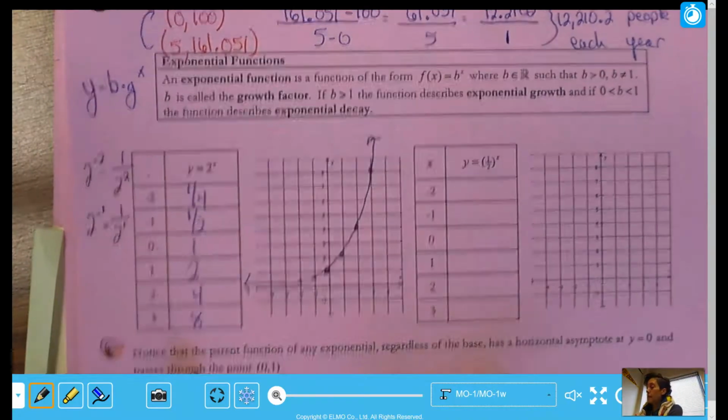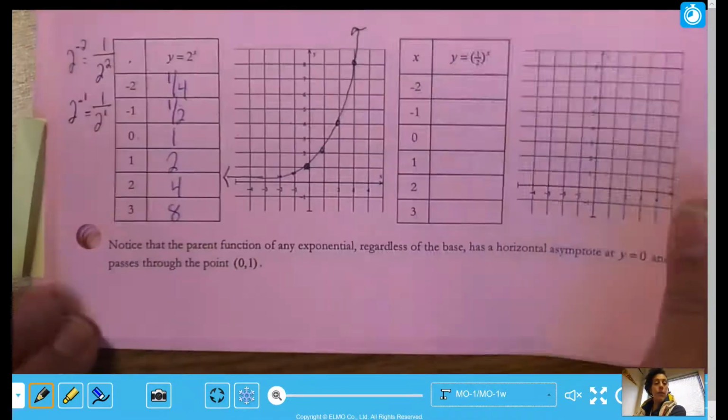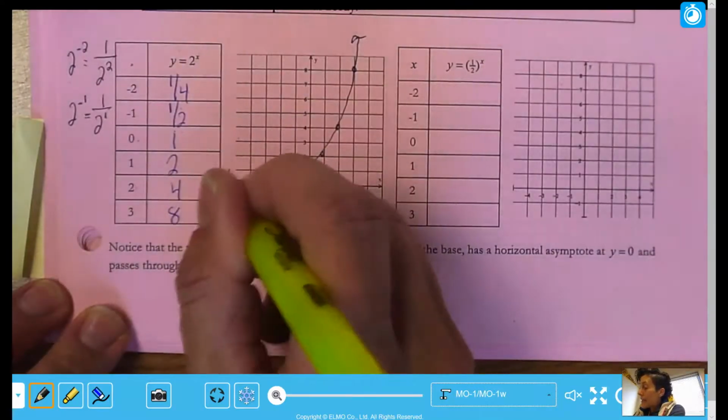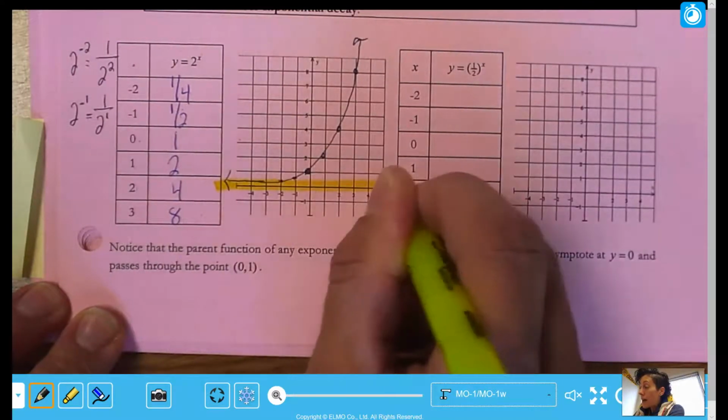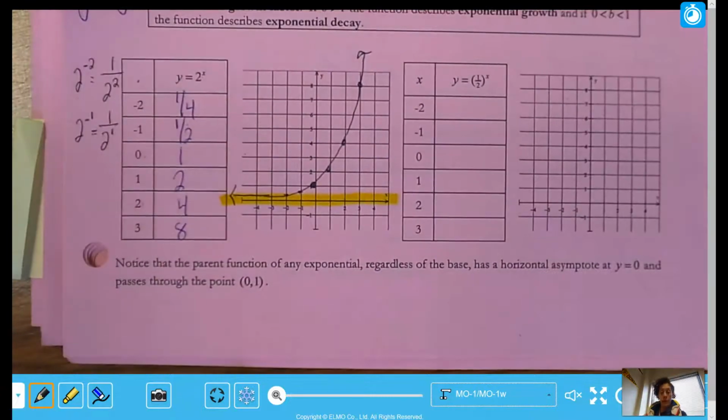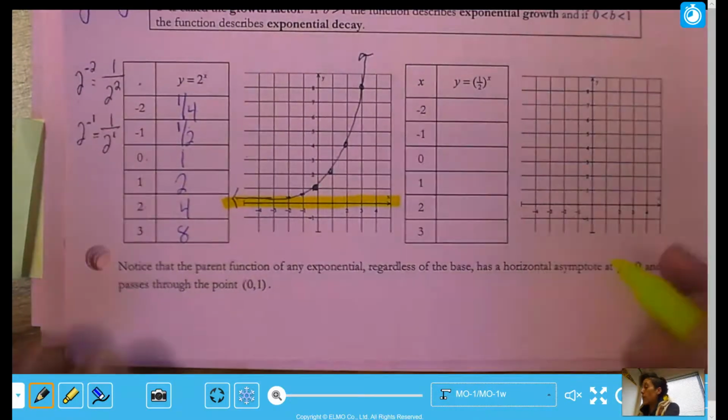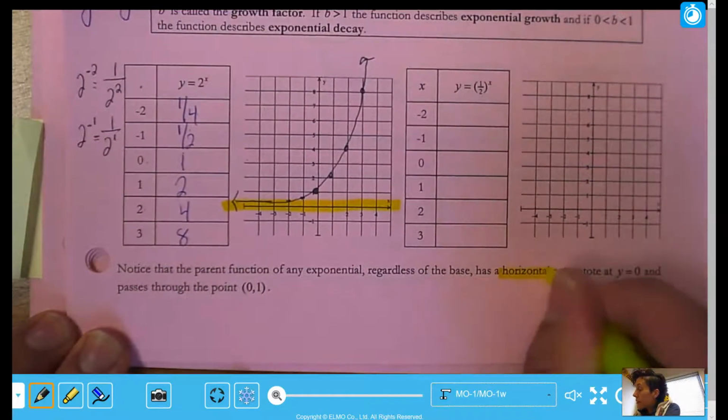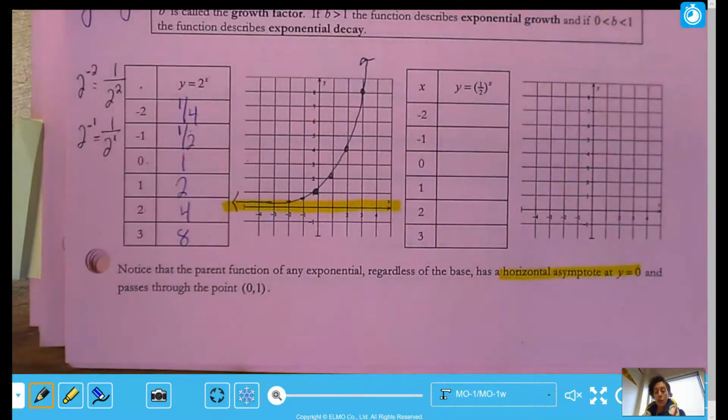It's called an asymptote. I'm going to highlight that word for you in just a moment. And it's saying that this shape for now cannot cross this wall. Okay, it can't touch the wall, it can't cross the wall. They all have a horizontal asymptote at y equals 0.